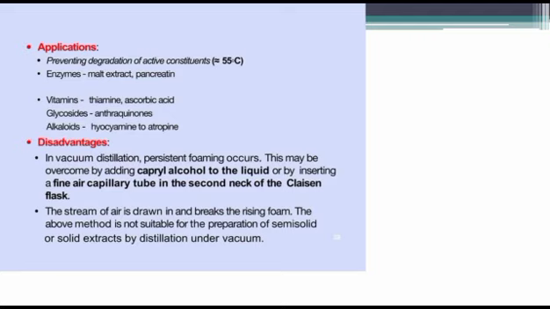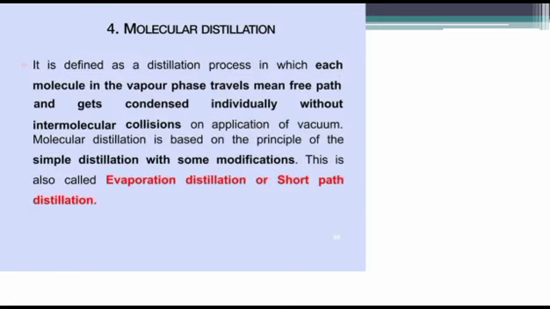Disadvantage: in vacuum distillation, persistent foaming occurs. This may be overcome by adding capryl alcohol to the liquid, or by inserting a fine air capillary tube in the second neck of the Claisen flask.